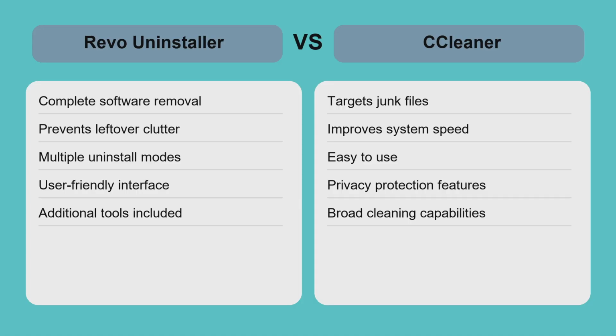If your priority is deep uninstallation and thorough cleanup of software remnants, Revo is the better choice. For general system maintenance, speeding up your PC, and managing privacy, CCleaner provides a more straightforward solution. Trade-offs include Revo's steeper learning curve and limited system optimization features versus CCleaner's less effective uninstall process but easier interface. Both tools can be used together for comprehensive PC care depending on your needs.